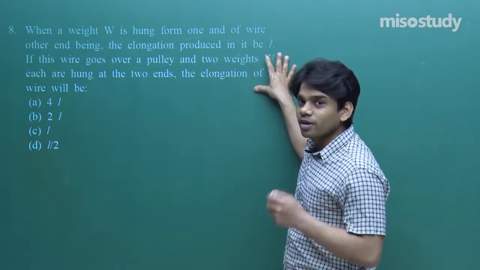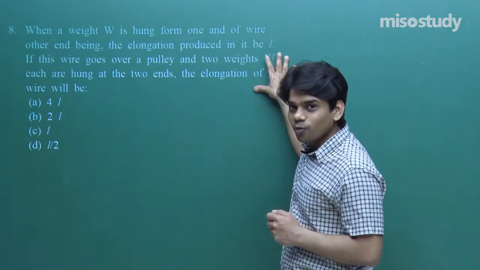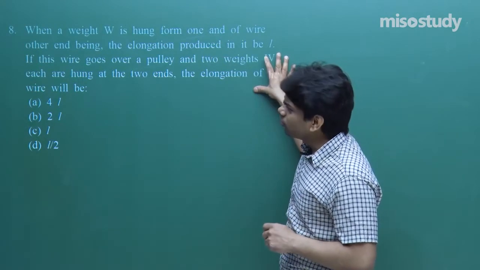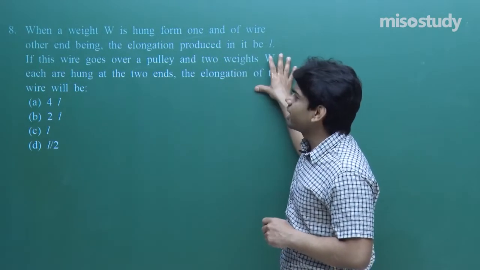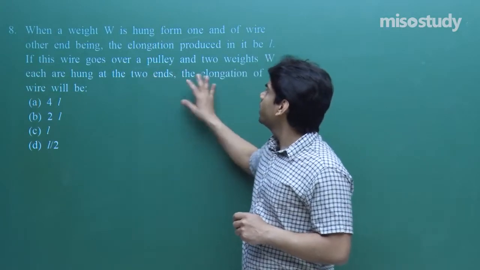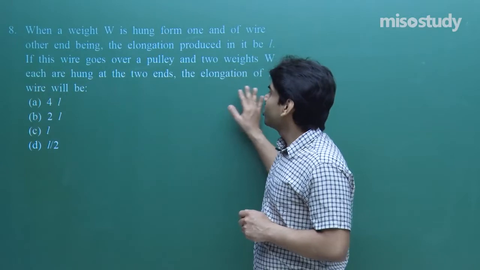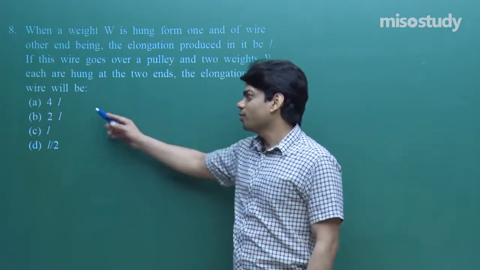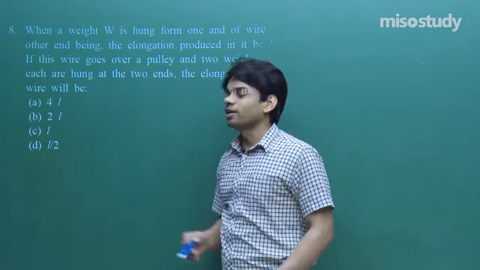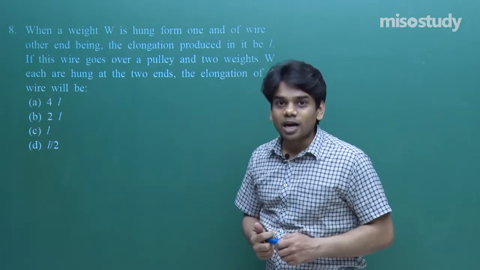When a weight W is hung from one end of a wire, the other end is actually fixed, the elongation produced in it is L. If the wire goes over a pulley and two weights W each are hung at the two ends, then the elongation of the wire will be A, 4L, B, 2L, C, L and D, L by 2. Let's check how to do this.